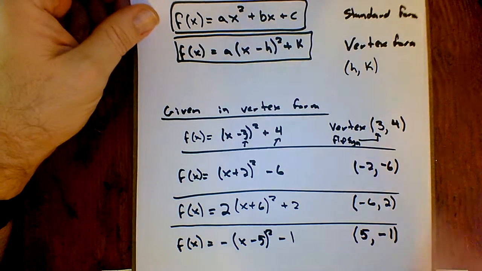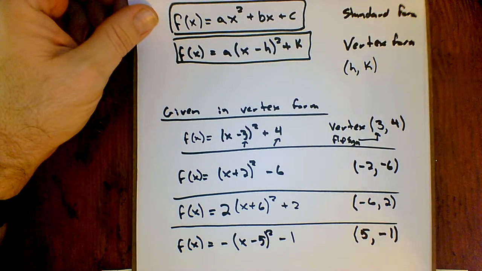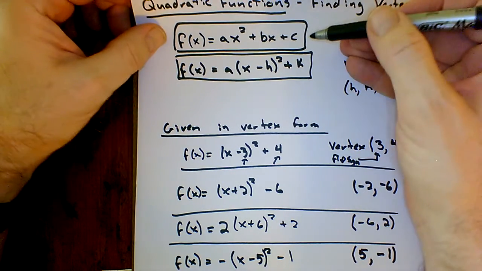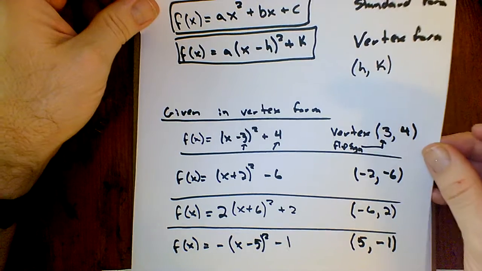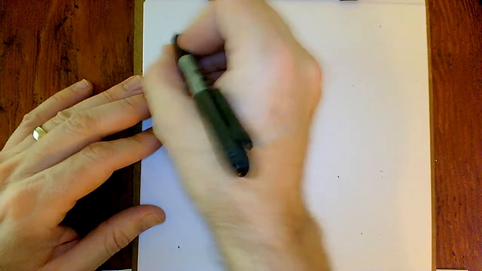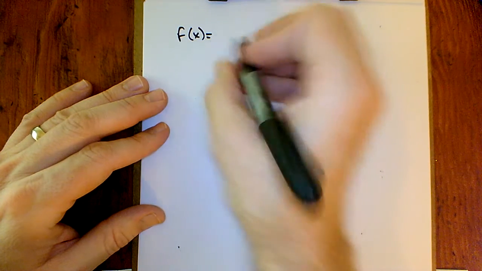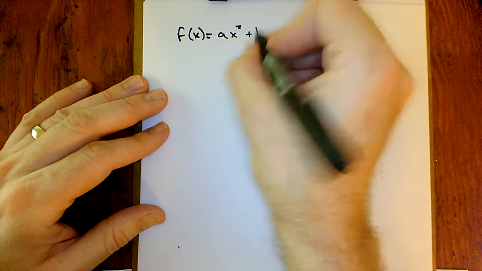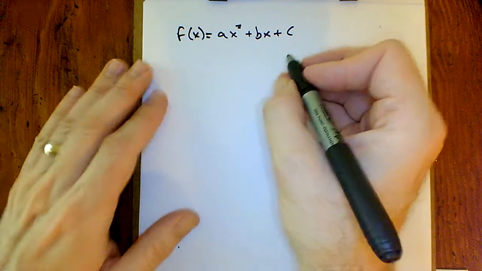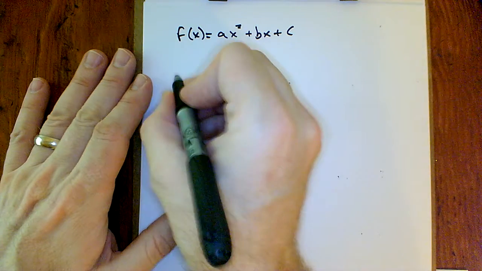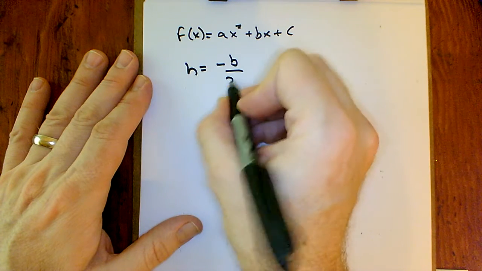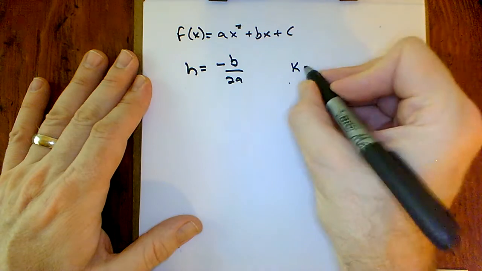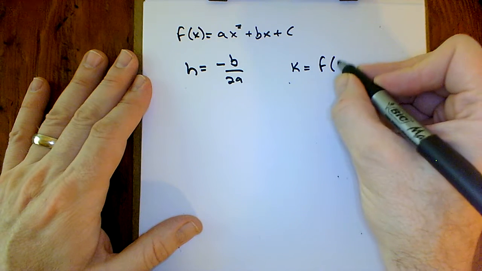Now, in standard form, that's a little bit different. And there's actually two different ways of getting there. I'm going to show you both of them, but I'm going to show you my favorite method first. So, our standard form, like I said, is f of x is equal to ax squared plus bx plus c. So what we're going to do with this is we're going to just say that our h value is negative b over 2a, and k is just equal to whatever that function is at h.